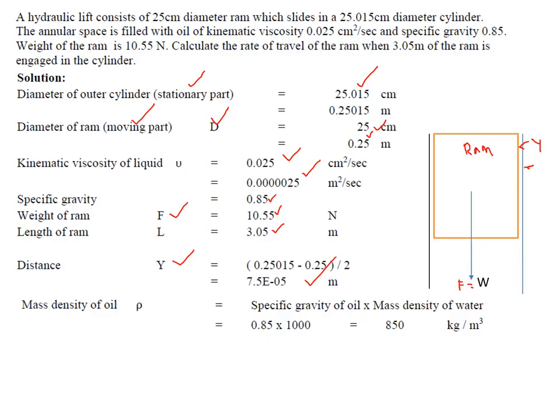Now you know that nu is mu by rho, so mu can be calculated. Mu is nu into rho. Here nu is already converted into meter square per second, so multiply by 850 kg per meter cube. You will get mu in Newton second per meter square. Now you know mu, so you can use Newton's equation of viscosity.